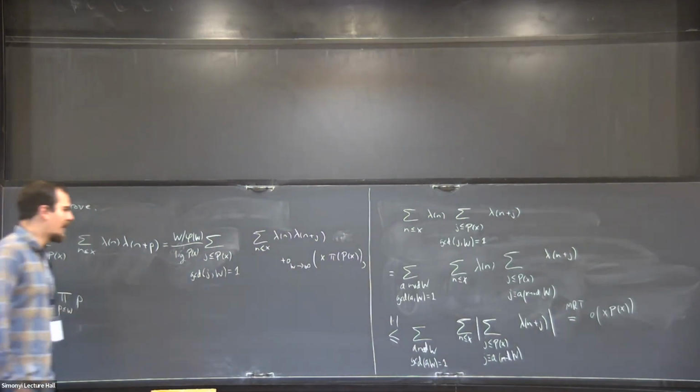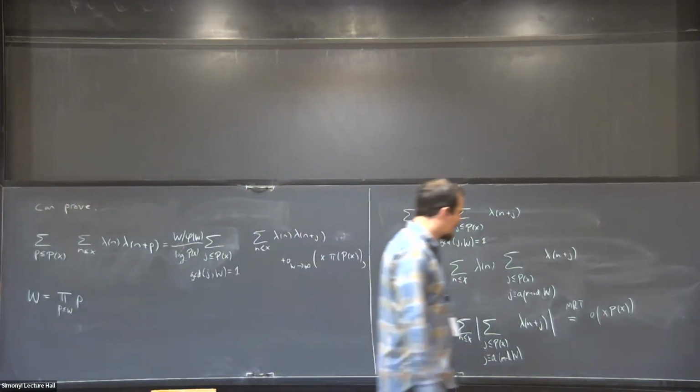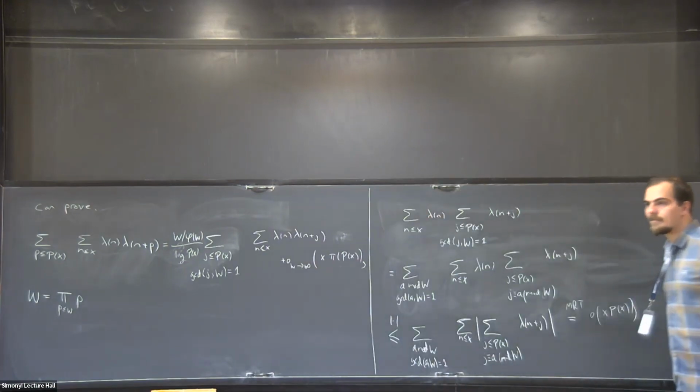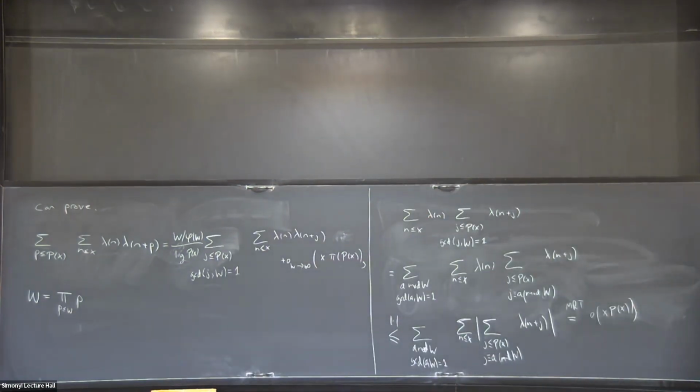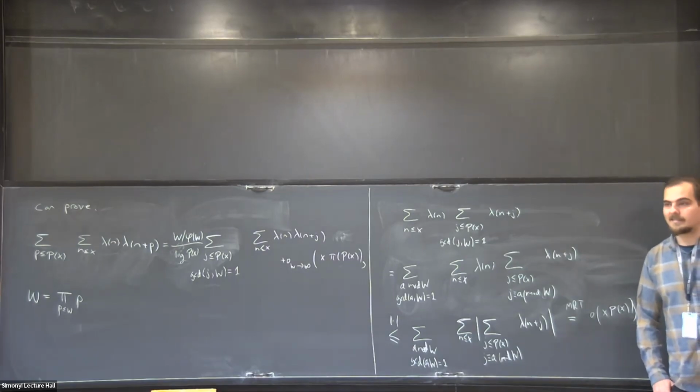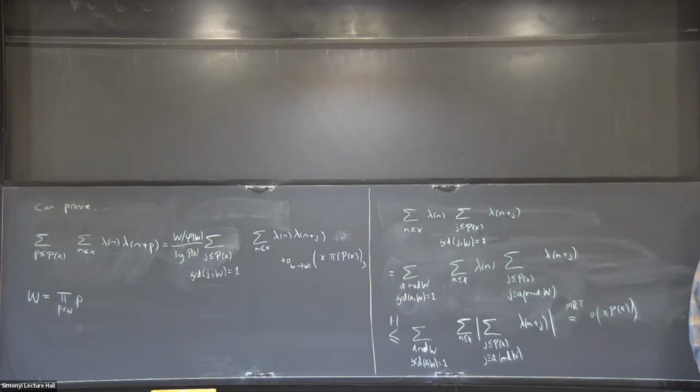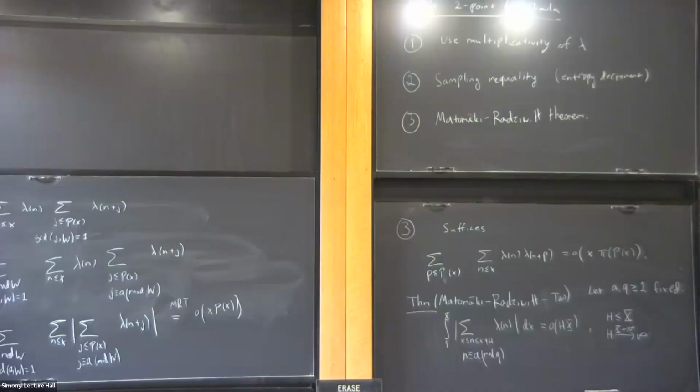Yeah. You have Matomäki-Radziwiłł-Tao, so this really all depends on q. Yeah, right, that's absolutely right. Yeah, that's a good point. So think of a and q as being fixed. Yeah, that's what I said.